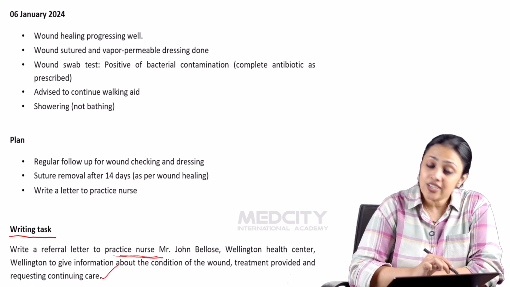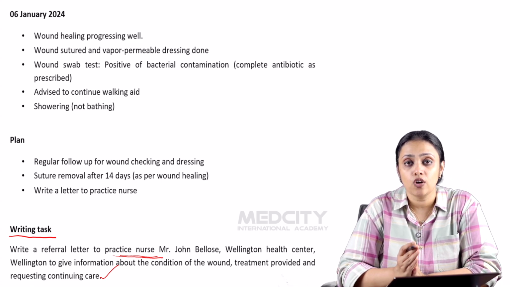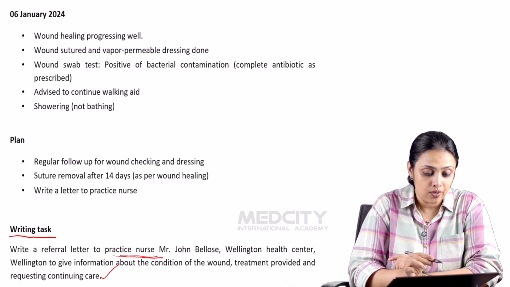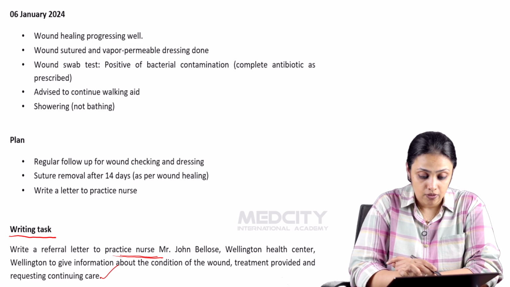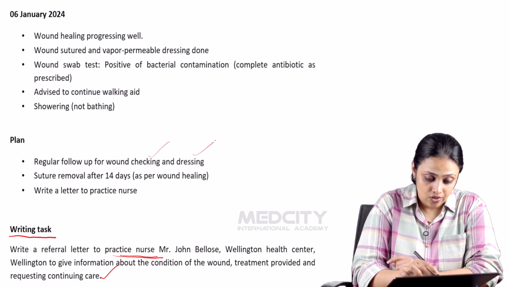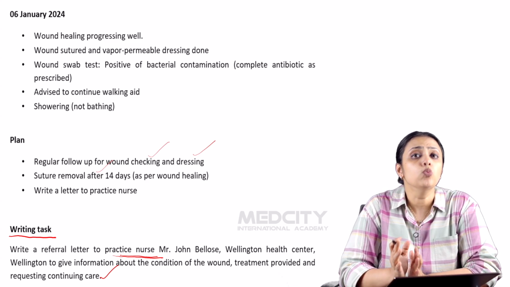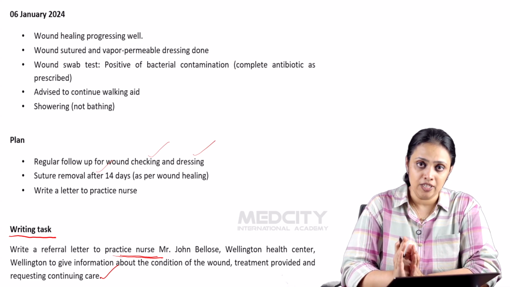After reading the writing task, we read the plan to get a better understanding of what exactly the reader has to provide the patient. So from the plan, we understand that the reader needs to provide regular follow-up for wound checking and dressing, then suture removal, you can see. So basically it's about wound management. The practice nurse has to provide wound management to the patient.